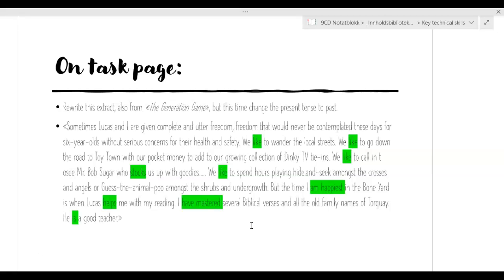So as you can see, I have marked in green the present tense verbs, right? You're going to change them to past tense. So like here, we like to wander the local street. You would write, we liked to wander the local street. Even here, sometimes Lucas and I were given, I forgot to mark this, were given complete and utter freedom.